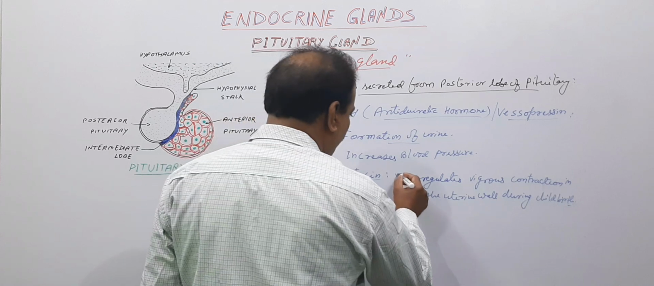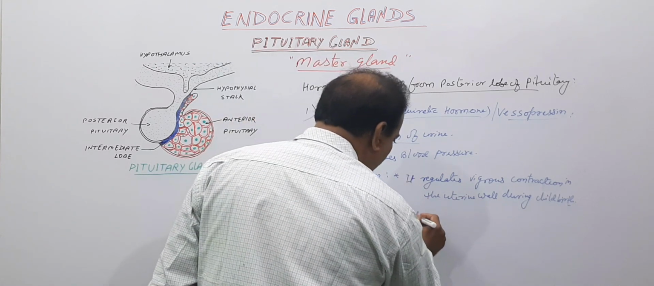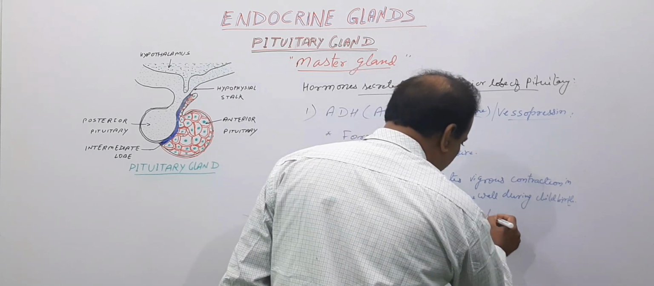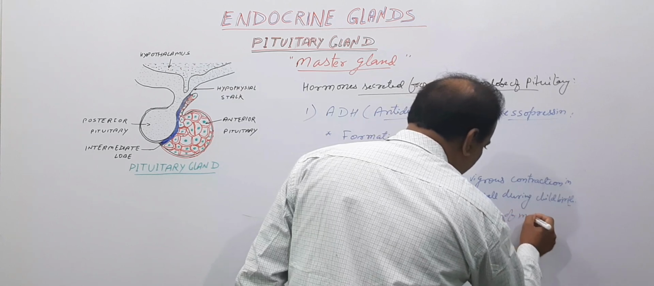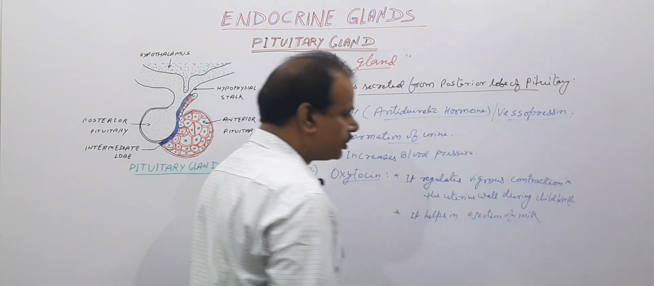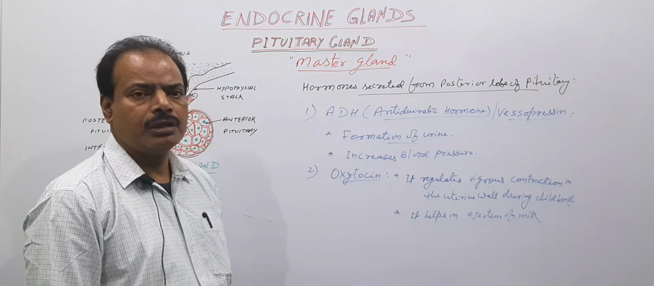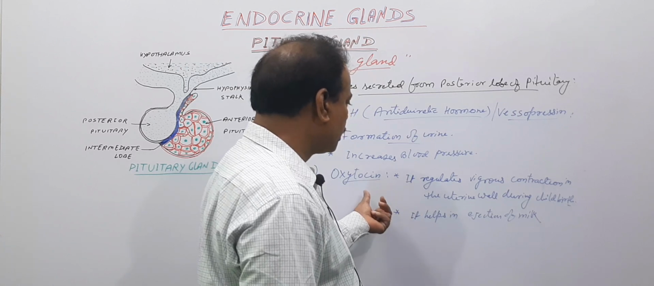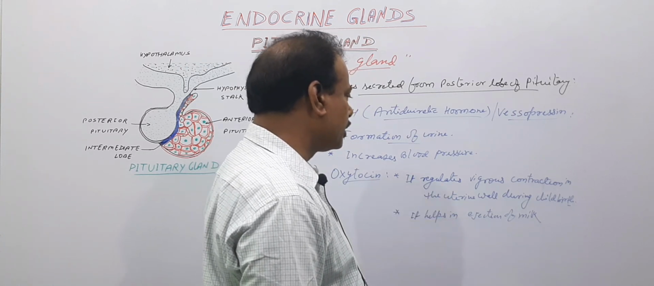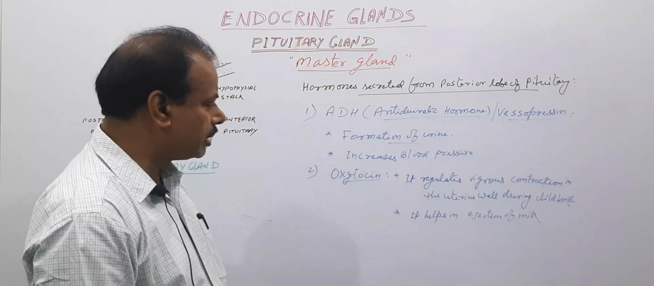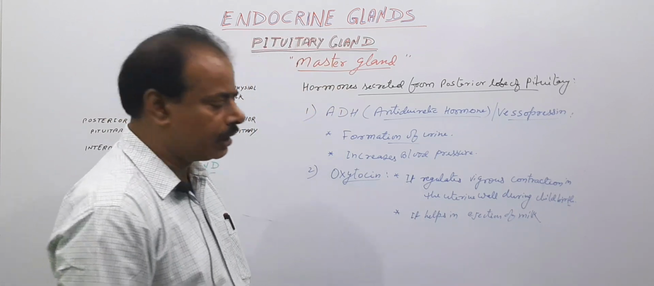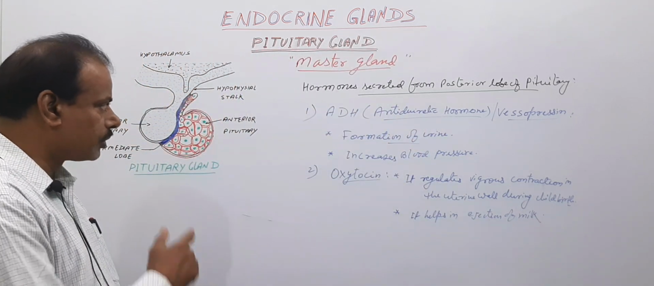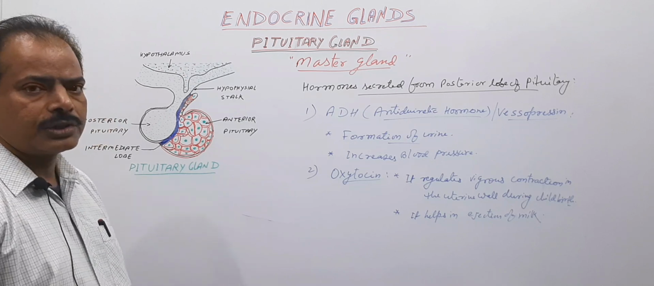And the second function of oxytocin is that it helps in ejection of milk after childbirth to feed the newly born baby. So oxytocin regulates two functions. Number one is vigorous contraction in the uterine wall during childbirth, and second is ejection of milk. These are the two important hormones secreted from the posterior lobe of pituitary.